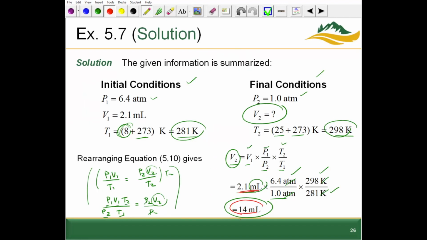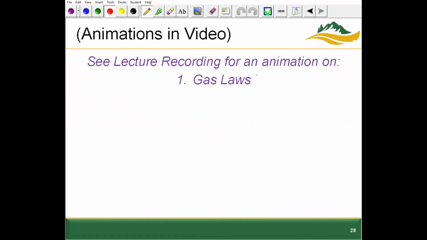It goes from 2.1 mL up to 14 milliliters for the volume of that gas bubble as it's risen to the surface from the bottom of a lake. So kind of a cool application of the ideal gas law to be able to calculate a volume of a bubble. I'm going to include an animation here at the end of part 2 on gas laws.